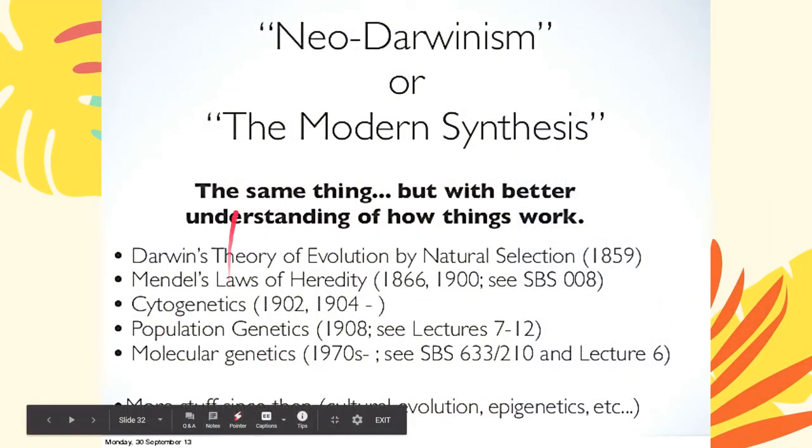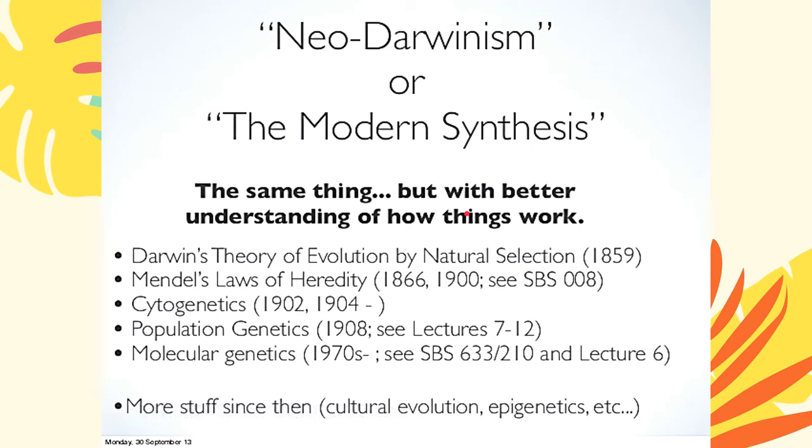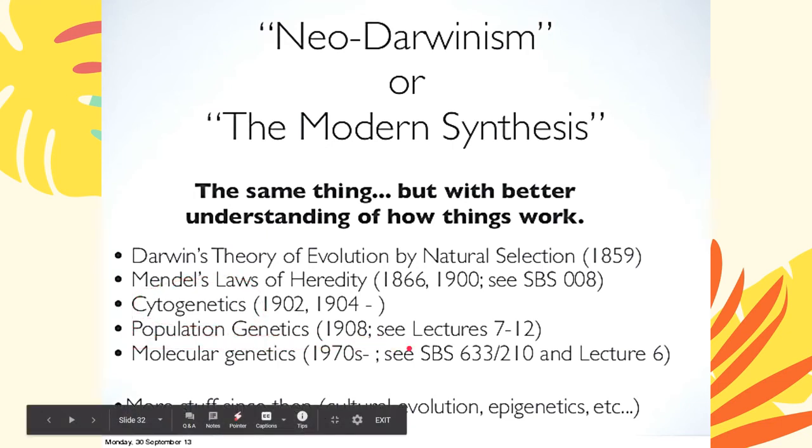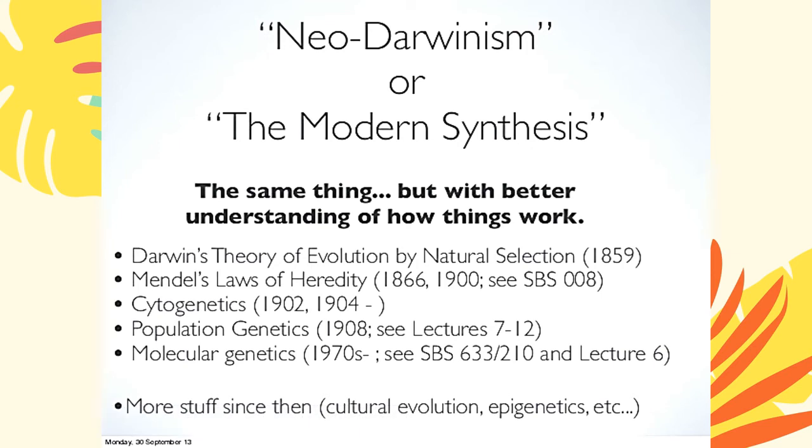So the modern synthesis, or neo-Darwinism, has the following supporting theories. Again, it's the same thing, but with a better understanding of how things work. It combines Charles Darwin's theory of natural selection, Mendel's laws of heredity, or laws of inheritance, and what we know about cytogenetics, or the genetics of cells, population genetics, molecular genetics, and other stuff such as cultural evolution and others.